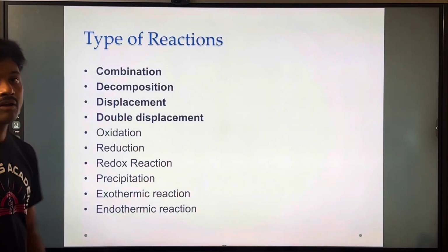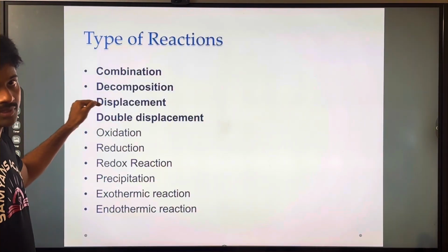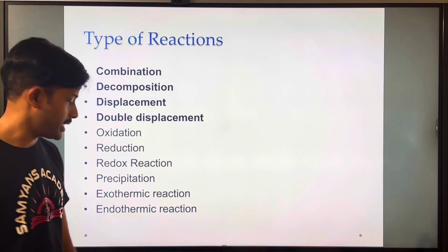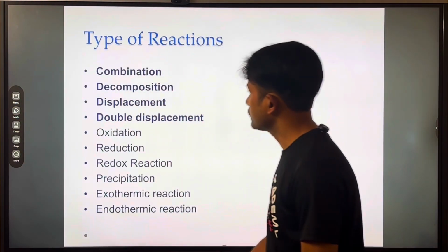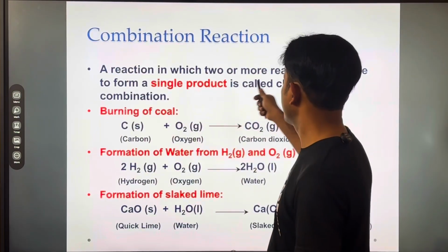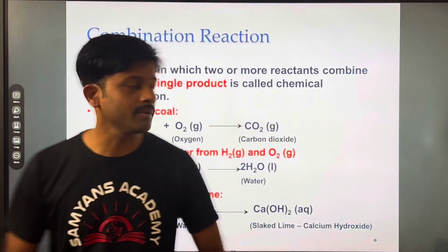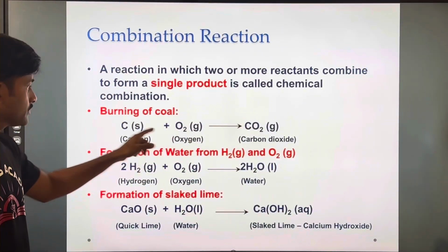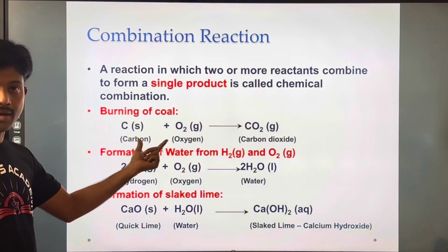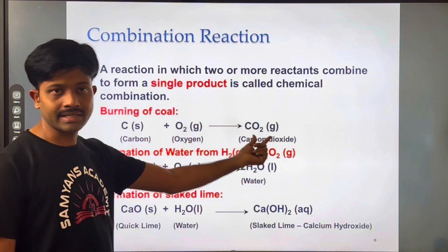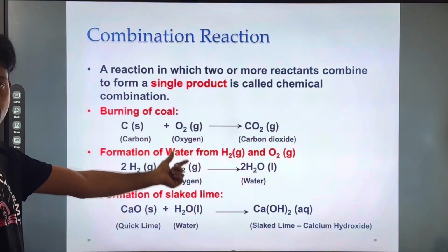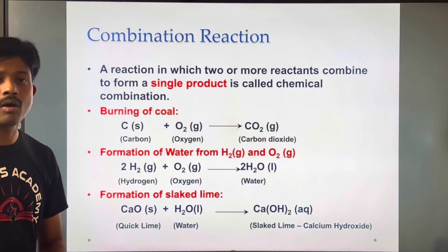And the types of reaction we have here: combination reaction, decomposition reaction, displacement reaction, double displacement reaction, oxidation, reduction, redox reaction, exothermic, and endothermic reaction. These are the types of reactions. A reaction in which two or more reactants combine to form a single product is called a combination reaction. How many reactants do we have here? Two reactants, carbon plus oxygen, combine and form one single product, carbon dioxide gas. This is the example of the burning of coal, an example of a combination reaction.